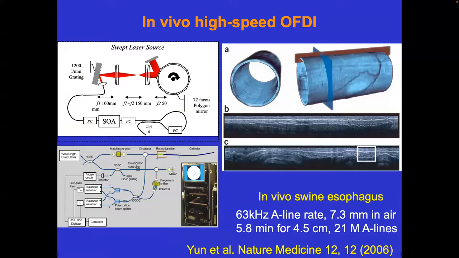Let me see. This is still an old implementation, but the only thing I want to point out is that we're looking at the esophagus of a swine here, of a pig. And this is what we typically see in OCT, this layered structure of the lumen. Lumens are in general very nicely organized with layered structures. And as soon as that layered structure is disturbed, that means there's something wrong. That's how you use the structural information from OCT.